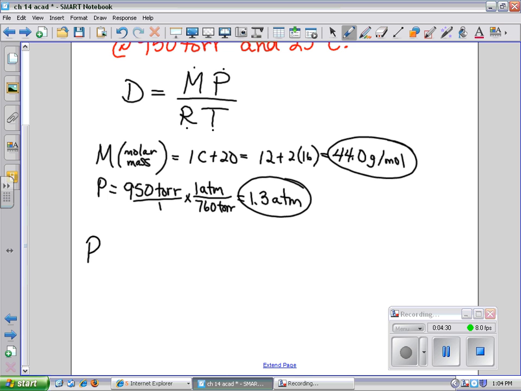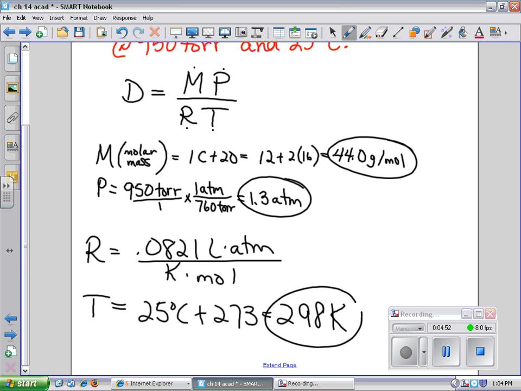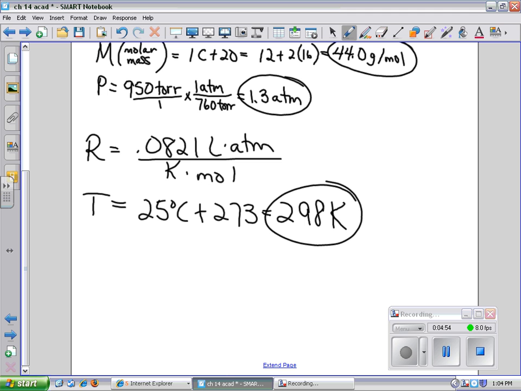Now, R we always know, 0.0821 liters times atmospheres over Kelvin times mole. We always know R. And then our temperature was 25 C. We have to switch that over to Kelvin. So we get 298 Kelvin. Okay, so we're good to go. Now we just plug into the equation. Density equals molar mass times pressure over R times T.